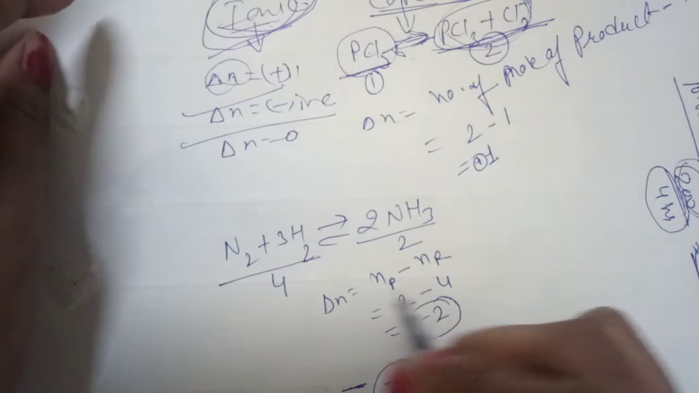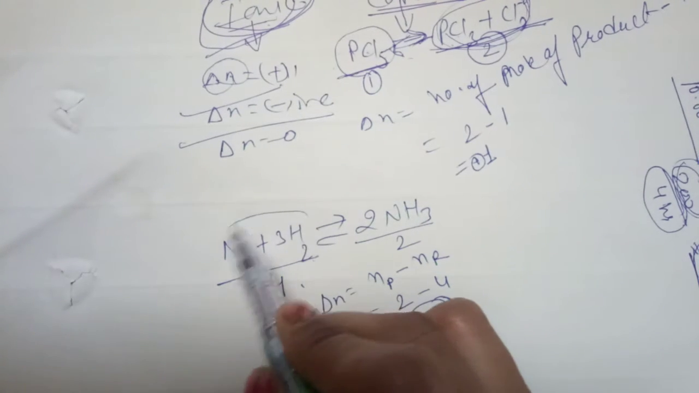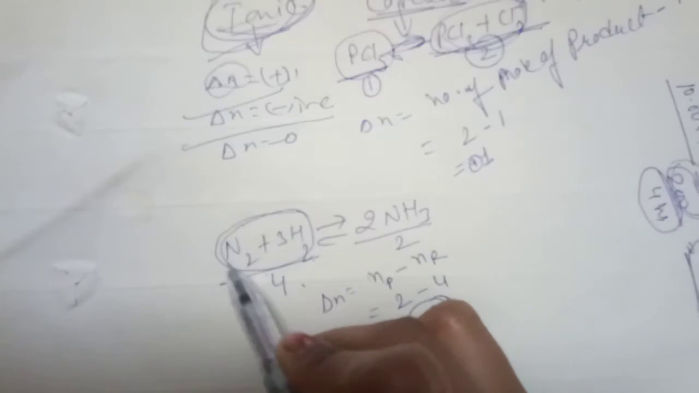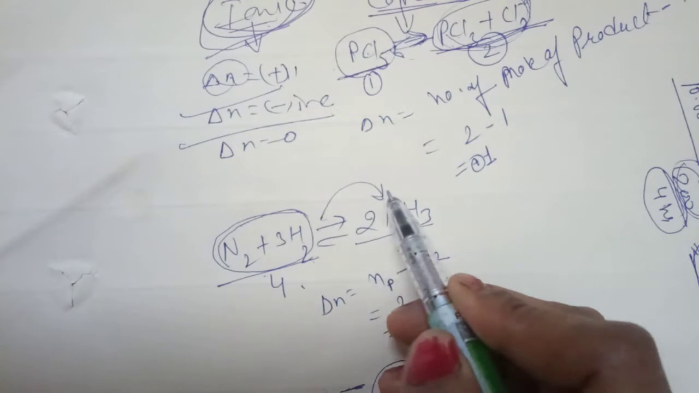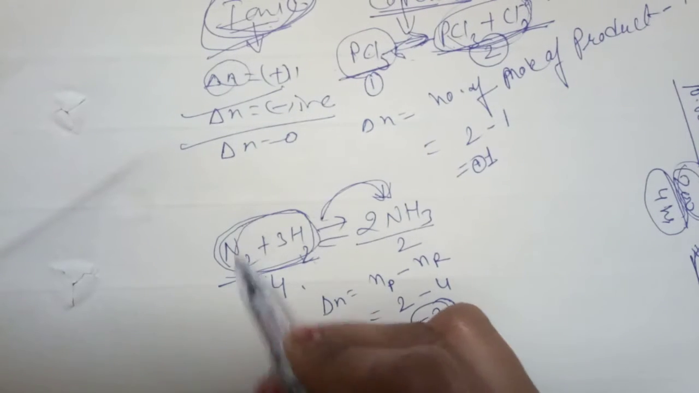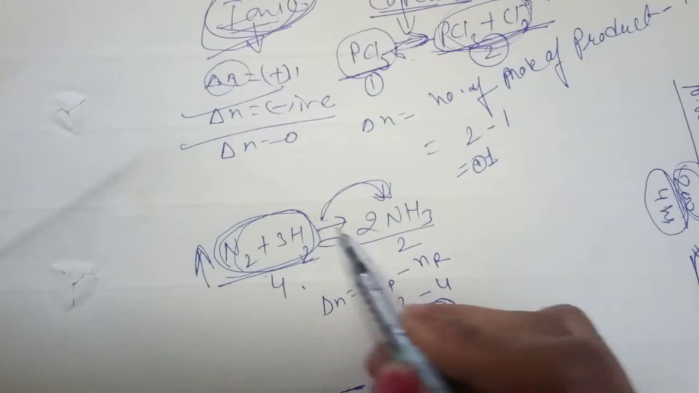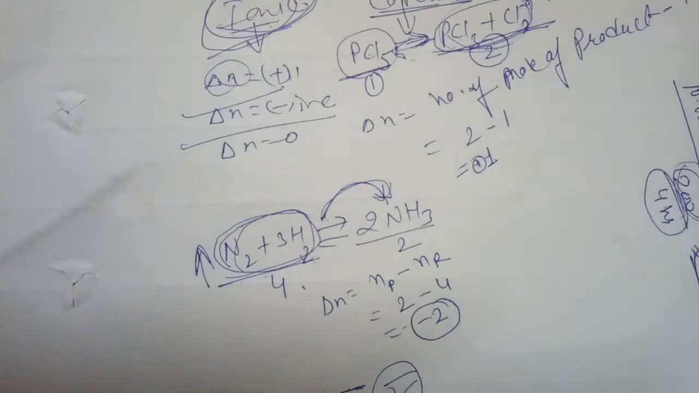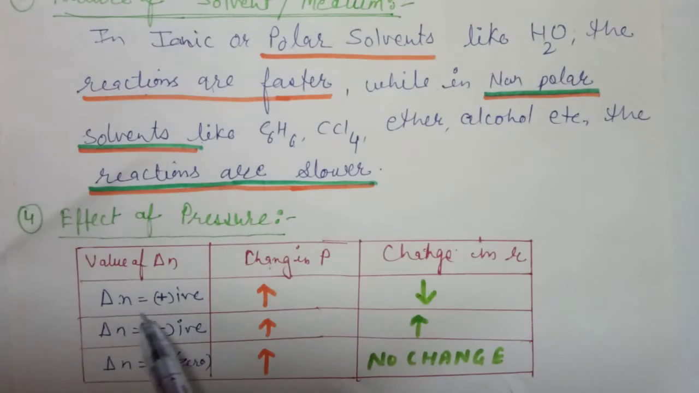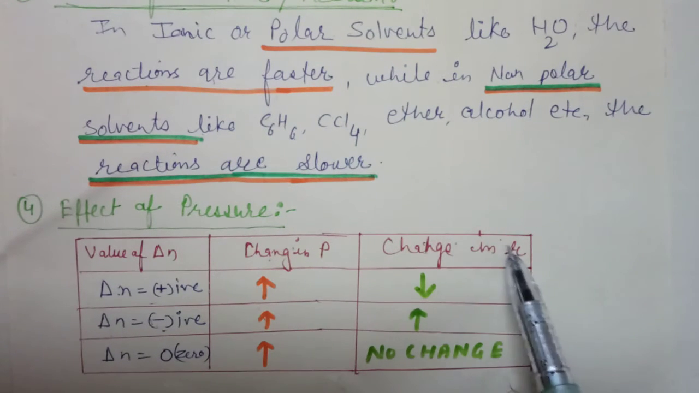So delta N is negative. In this reaction, as we increase the pressure, N2 and H2 come in contact more and more and make more and more ammonia, meaning the rate of reaction is increased. So for a reaction in which delta N is negative, on increasing the pressure the rate of reaction also increases. As P increases, the rate of reaction also increases.